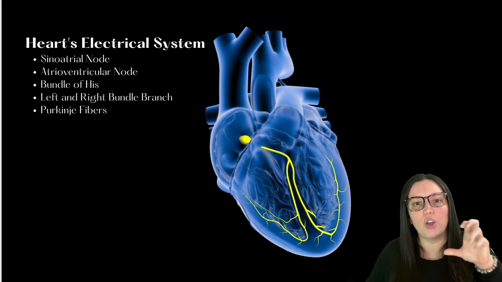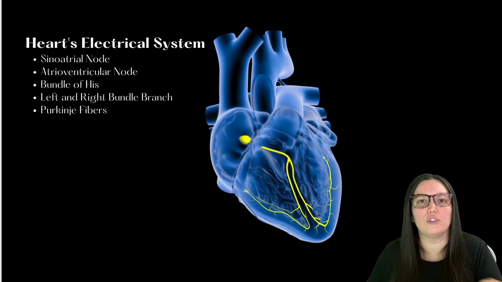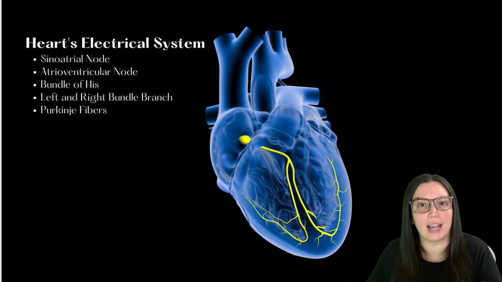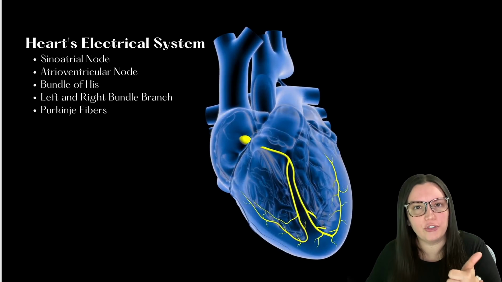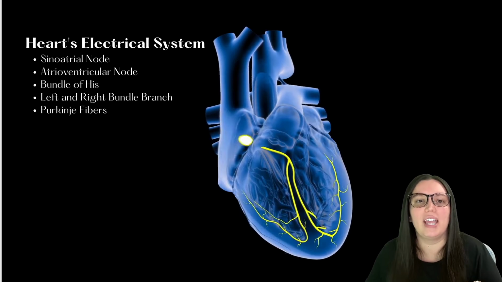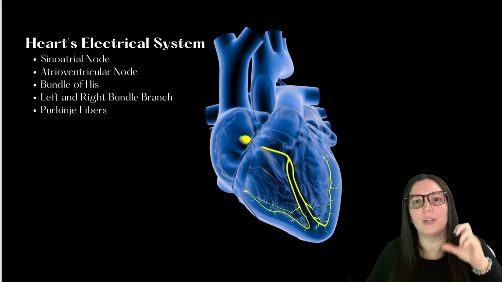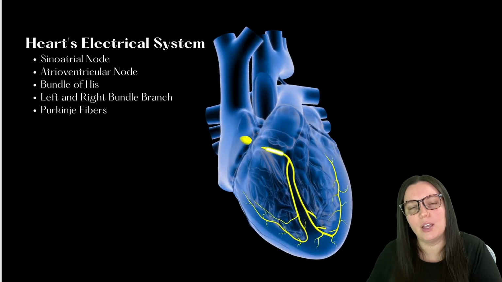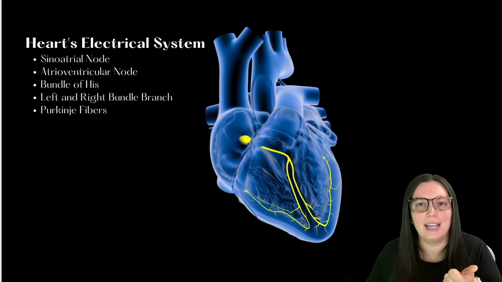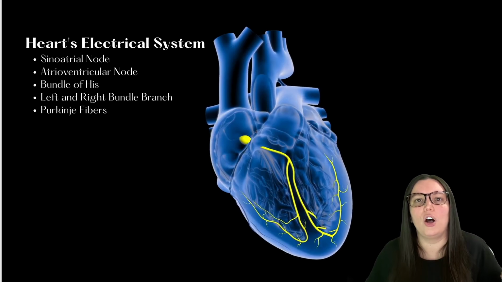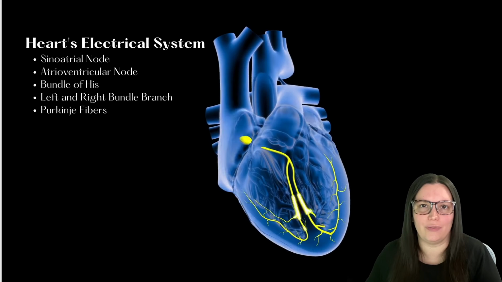We have these nodes, or different pacemakers, located throughout the heart that help let the heart know that it needs to contract. We have the sinoatrial node, which is located in the upper right atrium. We have the atrioventricular node, which is located at the junction between the atria and the ventricles. We have the bundle of His. And then we have the left and right bundle branches that go between the left and right of the heart, ultimately ending in the Purkinje fibers.